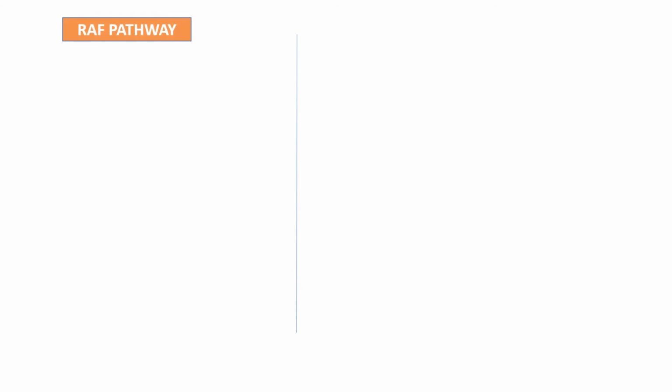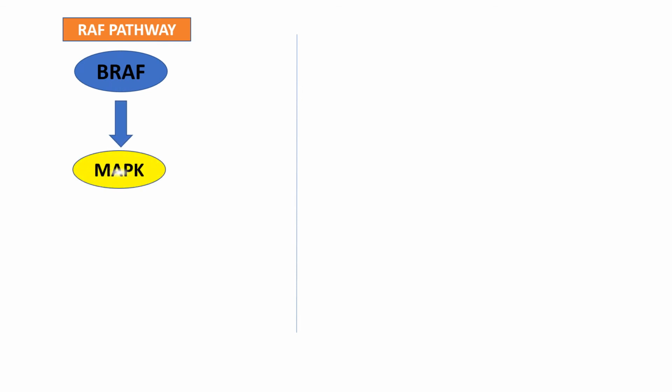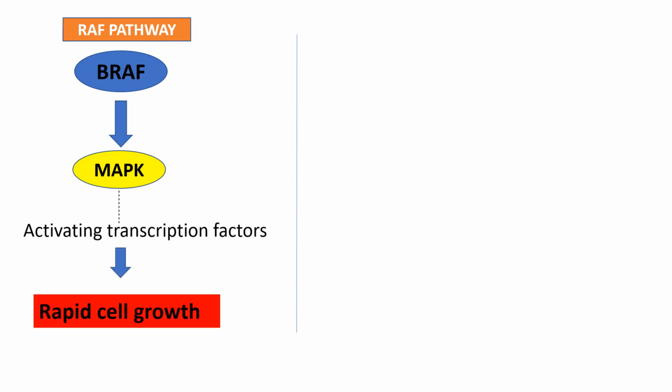In the all-time activating RAF pathway, there is a serine threonine protein kinase called BRAF. This sits at the top of a cascade of other serine or threonine kinases of the MAPK family. Like activating RAS mutations, activating mutations in BRAF stimulate each of these proteins in the MAPK family and ultimately activate the transcription factors, leading to rapid cell growth.